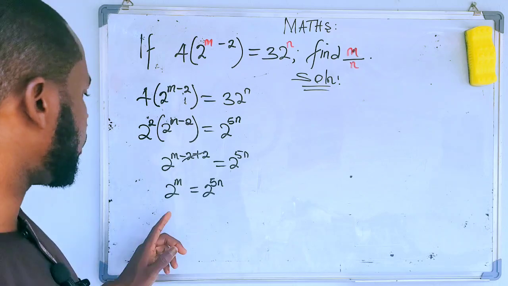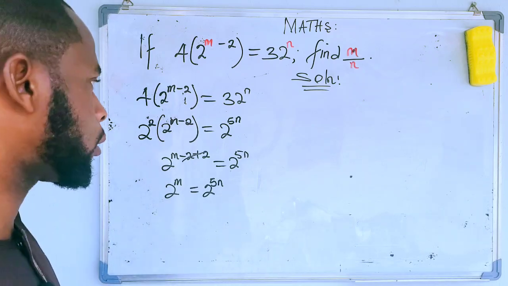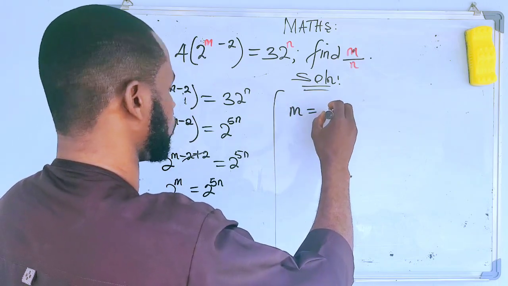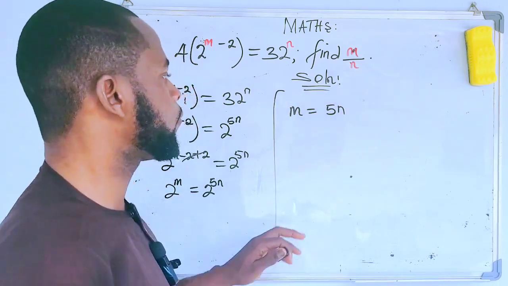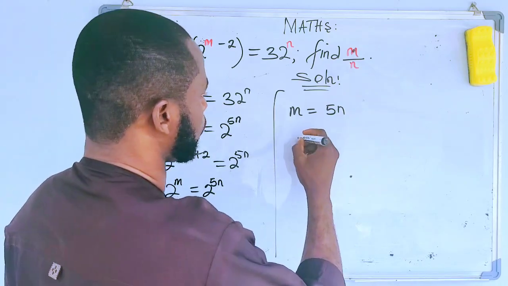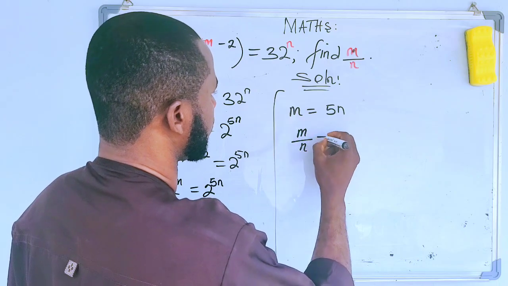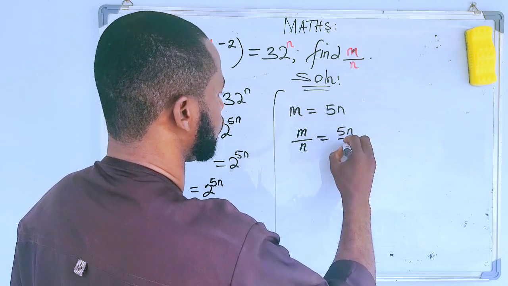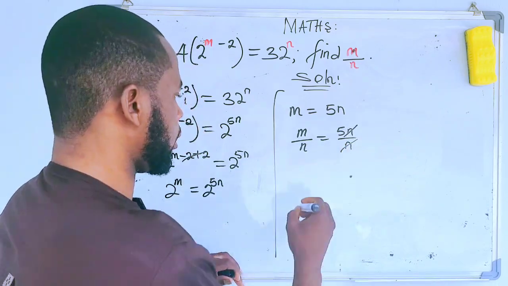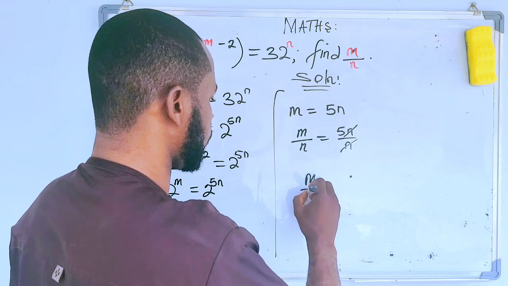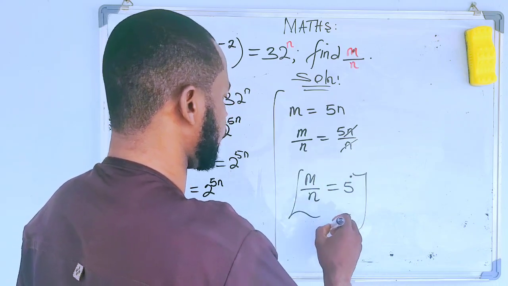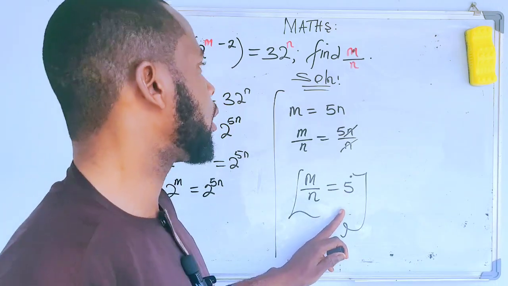Now, since the bases are the same, we are going to equate the powers. As such, we have that m equals 5n. Then what we are going to do now is divide both sides by n. Then we have that m divided by n equals 5n divided by n. Here, we eliminate n. Therefore, m over n equals 5, and this is the value of m over n. That's what's required.